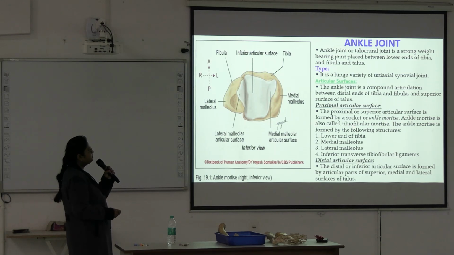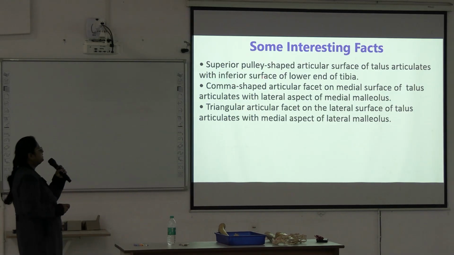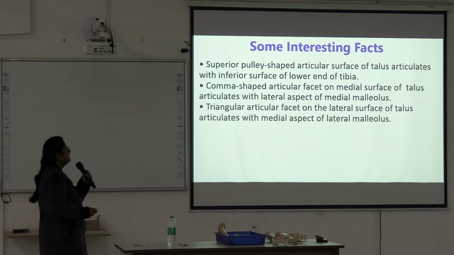Ankle mortise is also called tibiofibular mortise, and the ankle mortise is formed by these following structures: lower end of tibia, medial malleolus, lateral malleolus, inferior transverse tibiofibular ligament. This is connecting the tibia and fibula, lower end. And the distal or inferior articular surface is formed by articular parts of superior, medial and lateral surfaces of the talus. Superior pulley-shaped articular surface of talus.